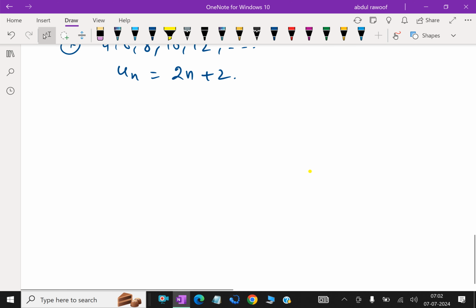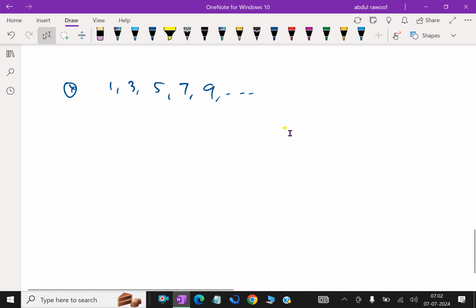Next, 1, 3, 5, 7, 9. Here, these are odd numbers, starting with 1. Therefore, Un equals 2n minus 1. Here, 2 into 1 is 2, minus 1 is 1. 2 into 2 is 4, 4 minus 1 is 3. 2 into 3 is 6, 6 minus 1 is 5, like this pattern.